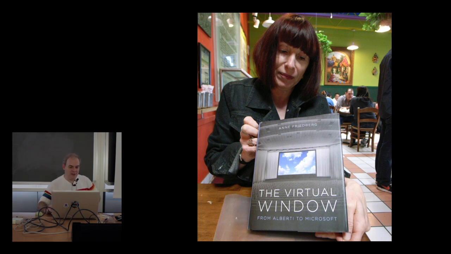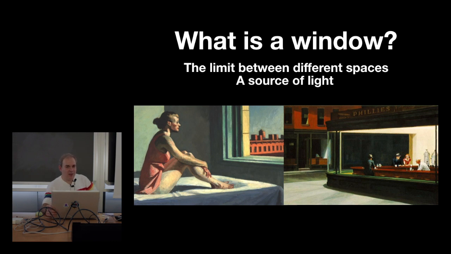I would start by asking, what is a window? For me, a window is a device that limits two different spaces. We are used to physical spaces like inside and outside a building, as you see here in Hopper's painting.